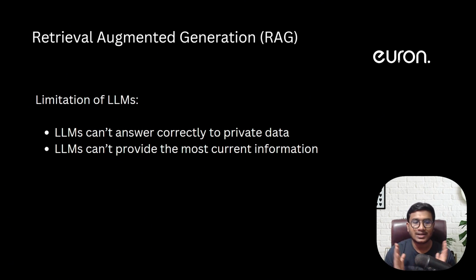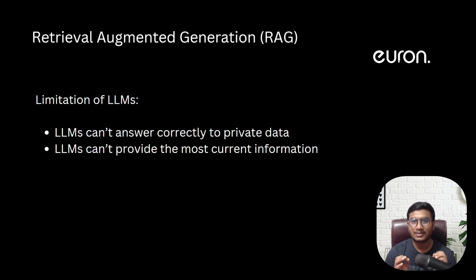So you can consider it private data, like your private website data or your company data, anything. If you ask any question related to private data, your model won't give you any response, right? Then the second limitation: an LLM can't provide the most current information.